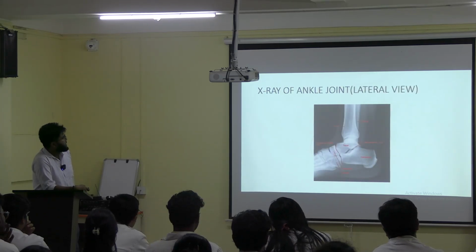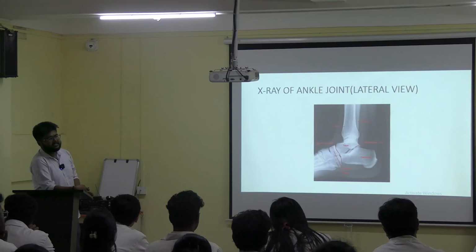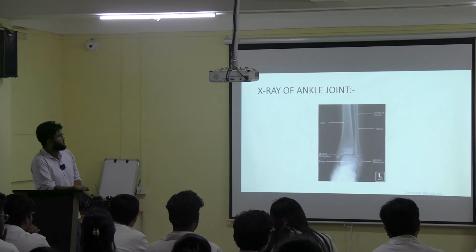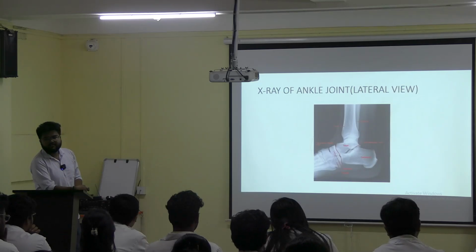So here the main thing is just to identify. Okay, this is the lateral view, this is the AP view. Okay, AP view and the lateral view. So in the ankle also you can write X-ray ankle AP lateral. Okay.